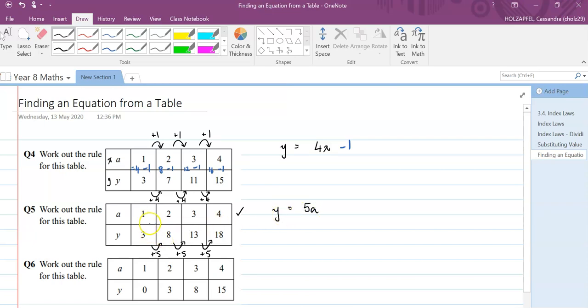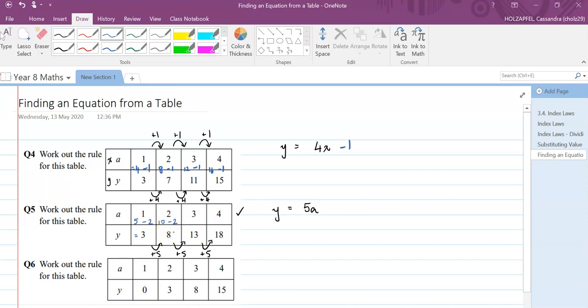However, that doesn't tell us the whole story, so we've got to work out also what we have to add or subtract to get that equation to balance. So if I did 5 times by 1, I should get 5, and I have to take away 2 to get that to equal 3. Okay, so 2 times by 5 should be equal to 10. To get that to balance, I would have had to take away 2.